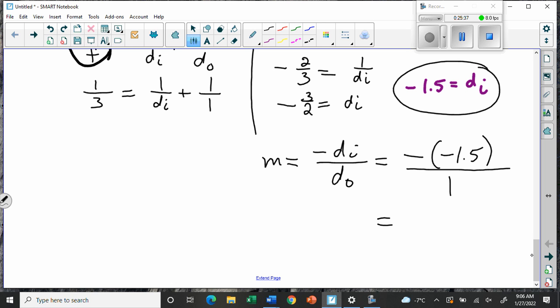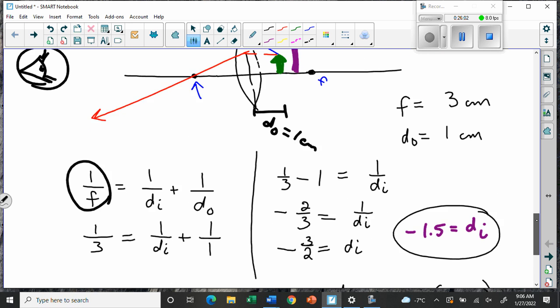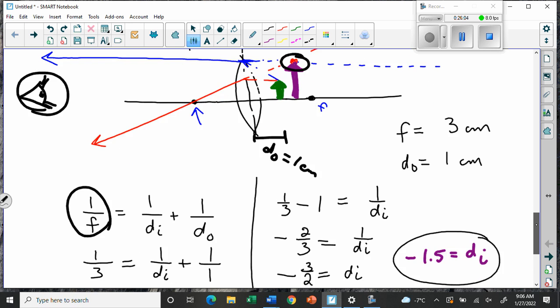Well, that's 1.5. Basically, it's just 1.5. Anything over 1 is just 1.5. So we would have 1.5, and these two minuses would make it plus. So I have a positive magnification. 1.5 means that the image is 1.5 times the size of the object, which means it's bigger. It's 1.5 times. That makes sense, because look, it's bigger.